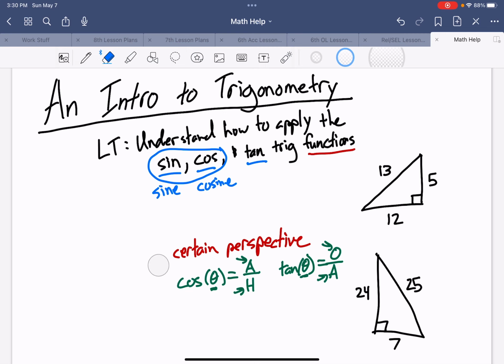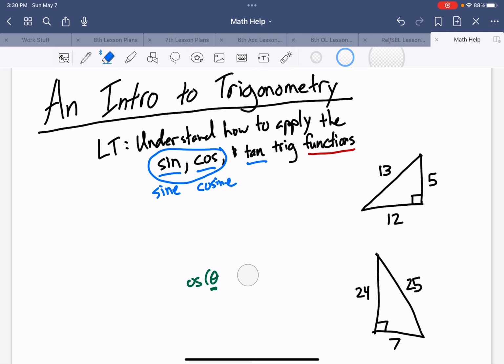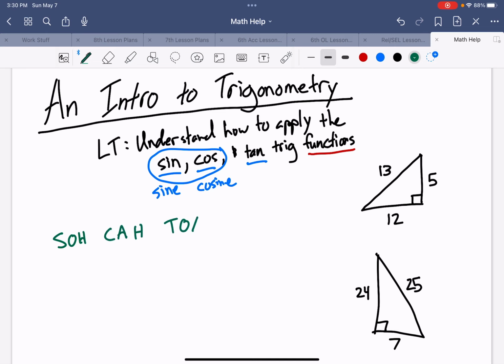And we have an acronym that's one of those things that, on a quiz or a test or even your homework, you might just want to write down. And it's SOH CAH TOA. This stands for sine is opposite over hypotenuse, cosine is adjacent over hypotenuse, and tangent is opposite over adjacent.